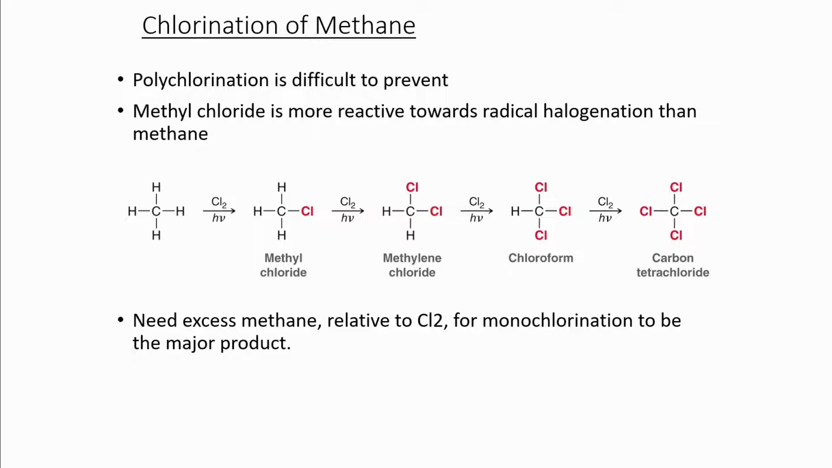One limitation of this reaction is that since it's a chain reaction, polychlorination can occur. For example, one molecule of chlorine can create methyl chloride, and then a second molecule of chlorine can create methylene chloride. A third molecule of chlorine can create chloroform, and a fourth molecule of chlorine can create carbon tetrachloride. In order to obtain just methyl chloride, we will need excess methane relative to the chlorine, and this will allow the monochlorination to be the major product.